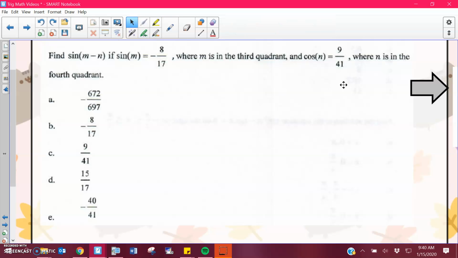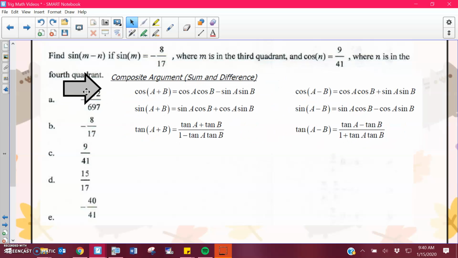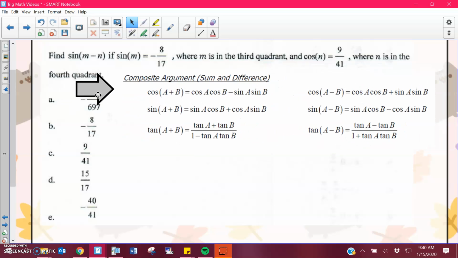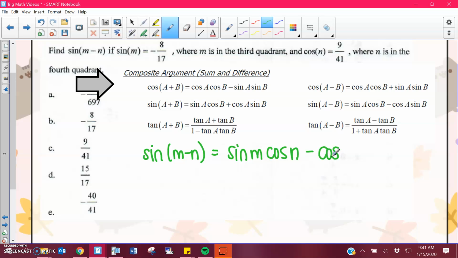So when I look at that, there are actually some formulas on the front of your formula chart that say composite argument or sum and difference. So sine of m minus n would be the same thing as sine of a minus b. This is a really long formula, don't get me wrong. However, the sine of m minus n is equivalent to the sine of m times the cosine of n minus the cosine of m and the sine of n.